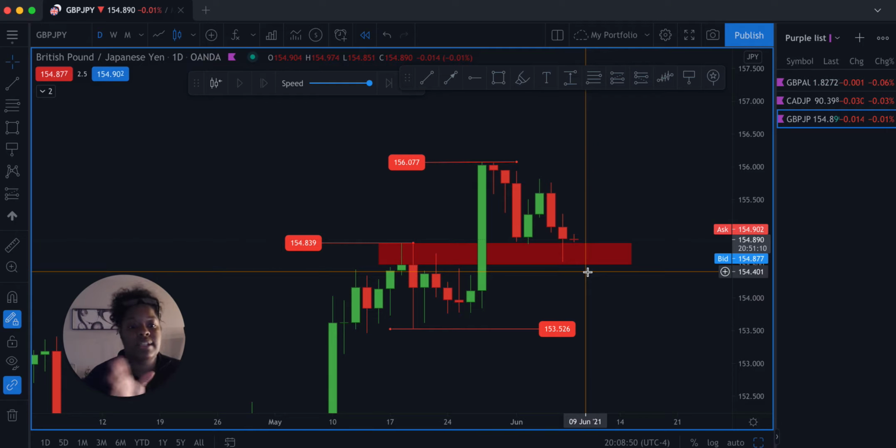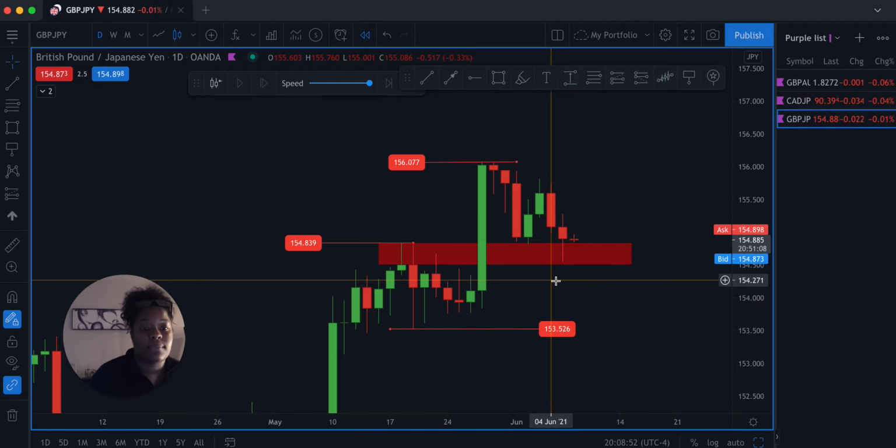Today, I noticed how price closed as well. So price closed as a rejection candle hammer, because the wick on the bottom of this candle on pound JPY is bigger than the wick on top. And the candle body is more so towards the upside. So this is called a hammer candle.